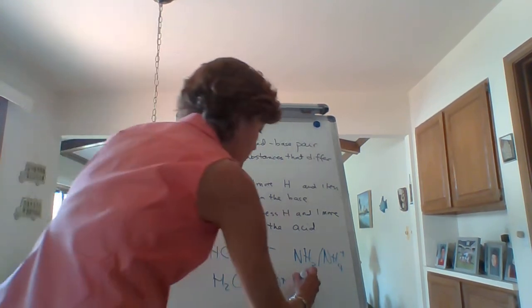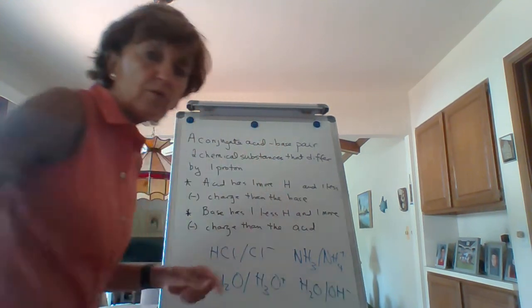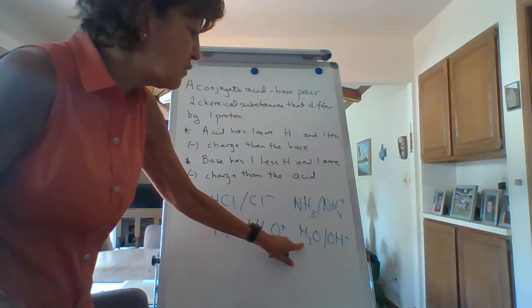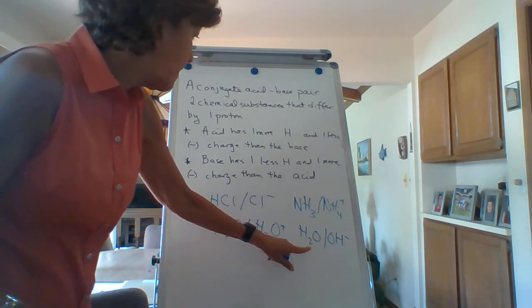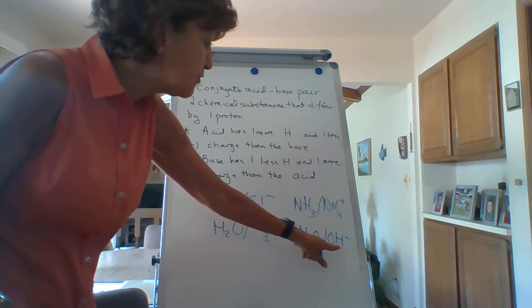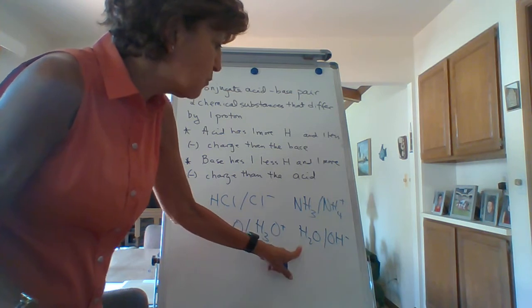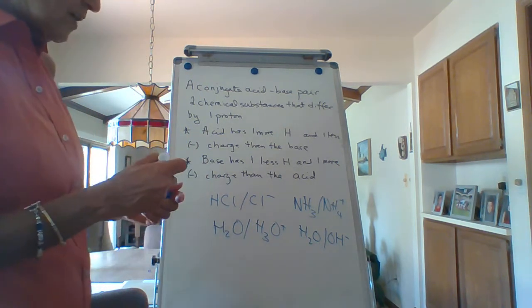What about this? H2O, OH minus. Remember we saw that also. Which one's going to be the acid? This one's the acid. It has one more proton, and it has one less negative charge than this. This has an extra negative, this one doesn't. This has one more proton, this has one less proton. So that's the way I want you guys to look at it.